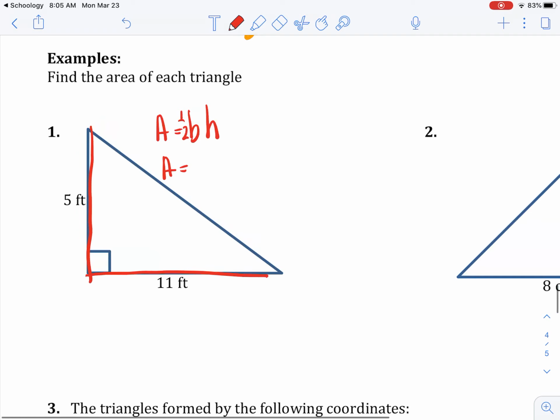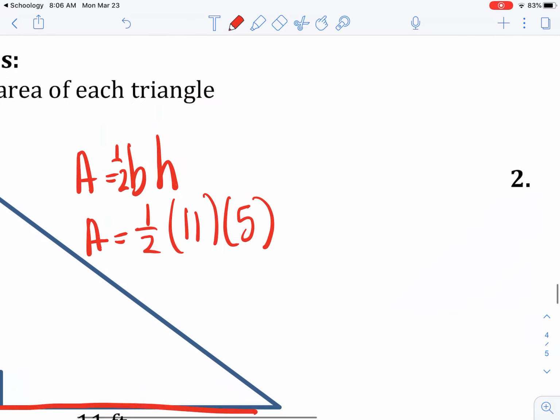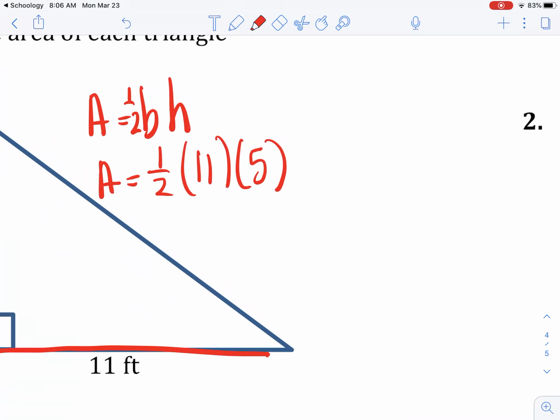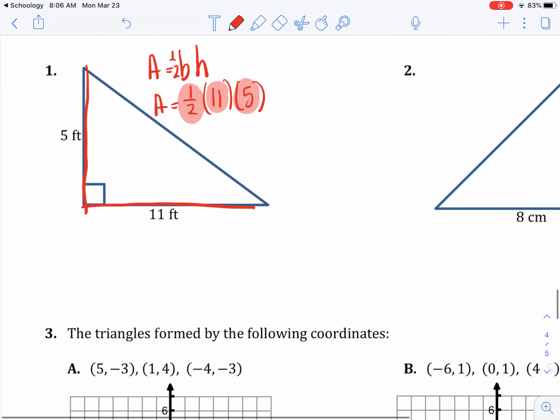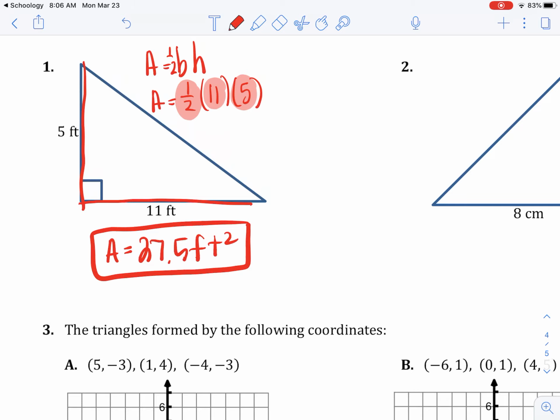Area equals base times height, 1/2 of it. Area equals 1/2 the base, 11 times the height, which is 5. So you can enter this in your calculator one of two ways. Well, there's actually 3 ways. You can do 0.5 times 11 times 5. Or you can do 1 divided by 2 times 11 times 5. Or you can do 11 times 5, and then instead of times 0.5, you can divide it by 2, remember. Try all 3 ways. Make sure you're getting the same answer. And you should have 27.5 feet squared.